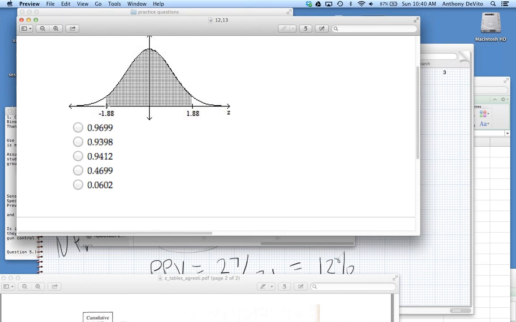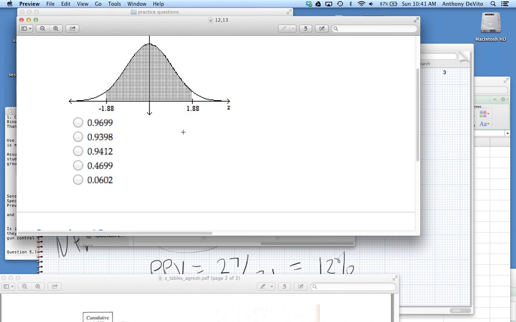Well, first of all, I know that minus 1.96 to plus 1.96 is what percentage of the distribution? Anybody want to hazard a guess on that? 1.96 in either direction is 95%. So this area in here is less than 95%. So I can eliminate that one. And I know it's not 45 and 6%. So I'm left with only two possibilities. Okay, so now it's up to you to go to the Z table and figure out what that is.